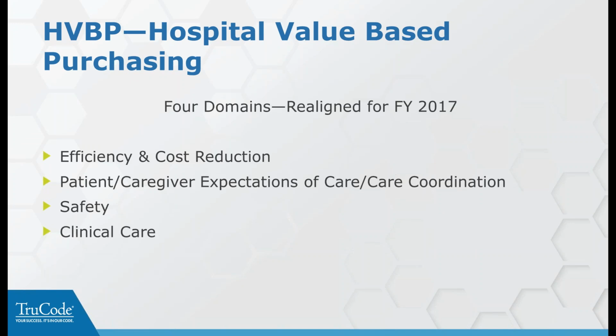We also have the hospital value-based purchasing program that I mentioned earlier, which has been slowly implemented over time. There are basically 4 domains that are involved in that. They were realigned for fiscal year 2017 that we're fixing to move into October 1. They are focused on efficiency and cost reduction, patient and caregiver expectations of care and care coordination, patient safety, and obviously the clinical care itself and the quality of that care.